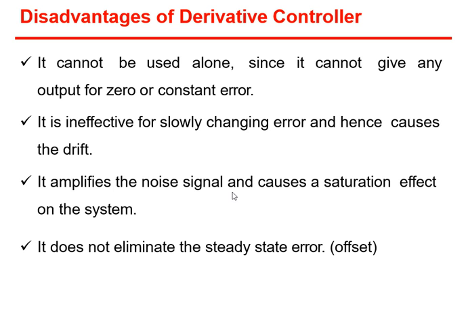It amplifies the noise signal and causes a saturation effect of the system. It again amplifies the noise signal, and it does not eliminate the steady state error or offset that we have seen earlier. Okay, so these are the disadvantages of a derivative controller.